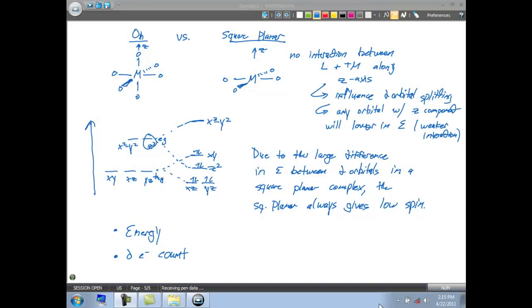All the properties, the color, the magnetism, all the great properties of these transition metal complexes center around these two guys right here. So I'm going to wrap it up for this today.